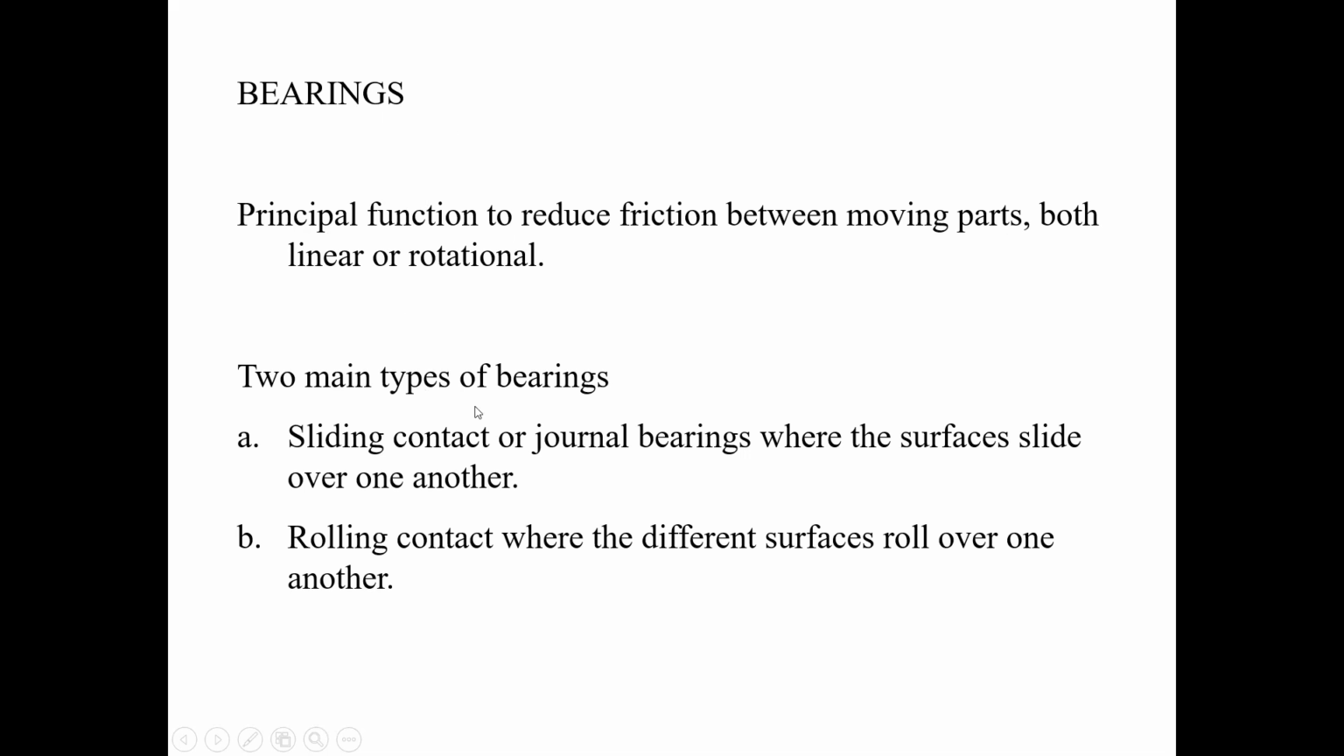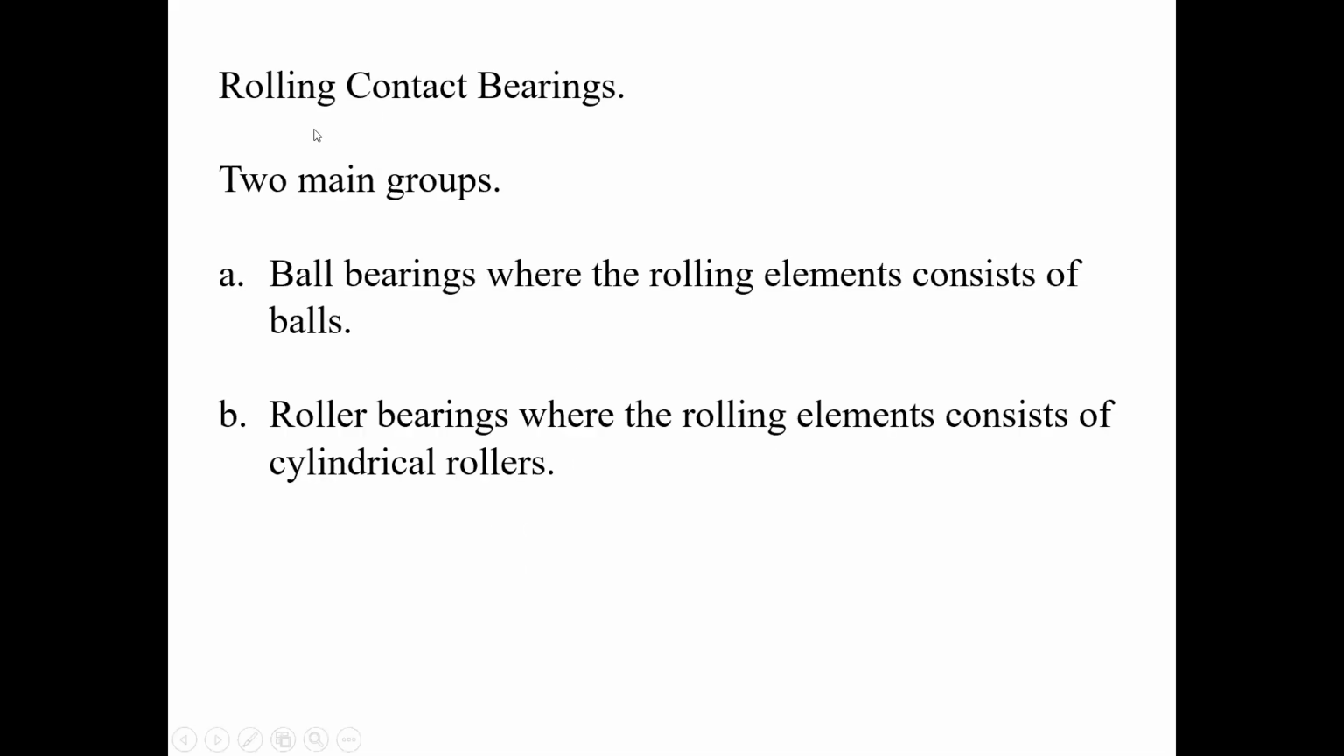So there are two main types of bearing: sliding contact and rolling contact. Sliding contact is when surfaces slide over one another. Rolling contact is different: surfaces roll over one another. For rolling contact, there are two main groups. We will focus on ball bearing and roller bearing. There are a lot of bearings, so we focus on these two as the basics.